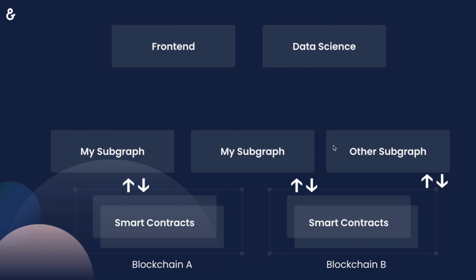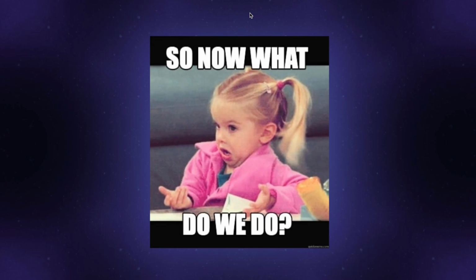Also, the idea is that it's not only one subgraph, there are other subgraphs. A good example would be the ENS subgraph, where more often than not we want to resolve ENS names to addresses, and vice versa. There's a subgraph for that from ENS, so we probably want to use that also in our application. But yes, what do we do? How can we do this? Because we learned initially we have one subgraph per chain.